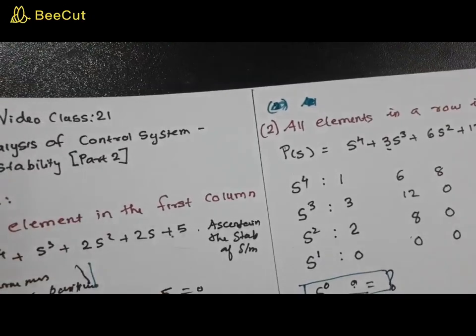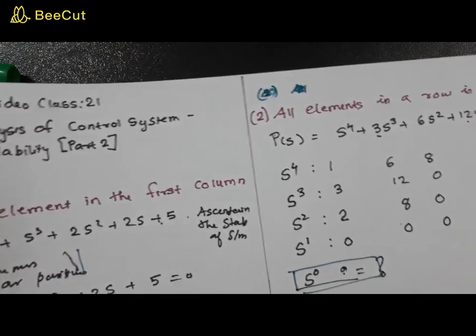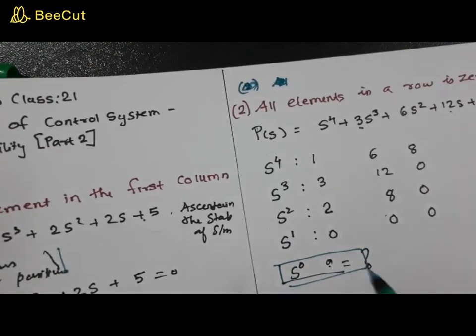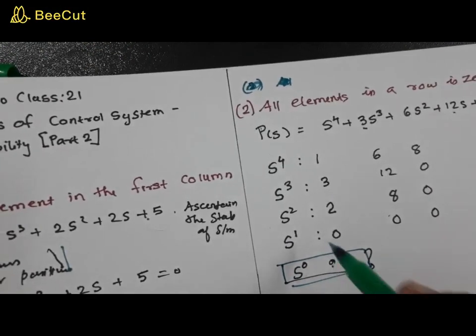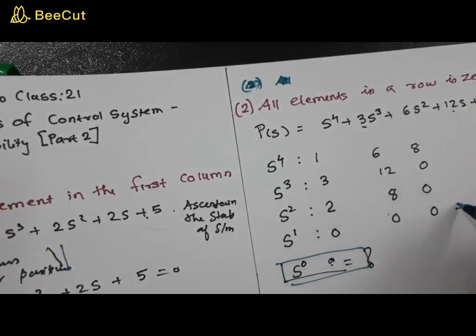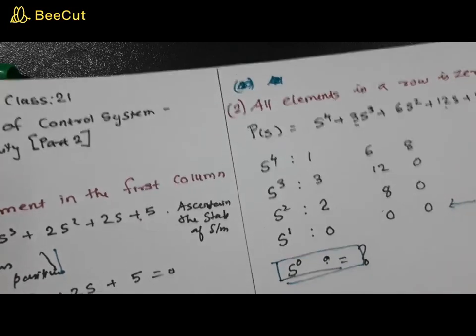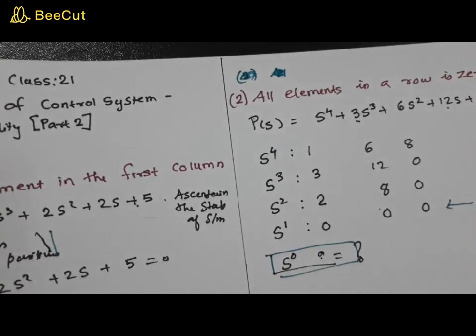Okay, so when you try to find the s raised to 0 row, you cannot find it, because here all the row elements are equal to 0. That's a problem. Now how to do this?